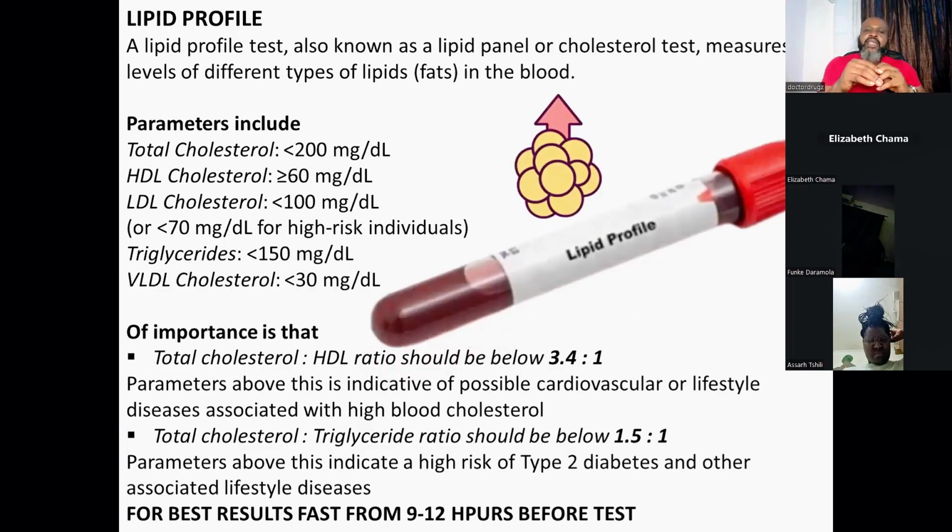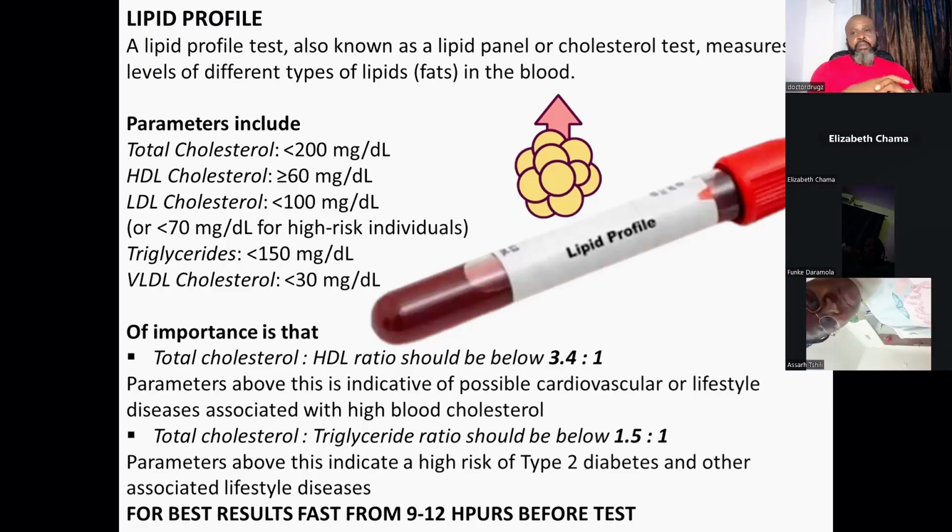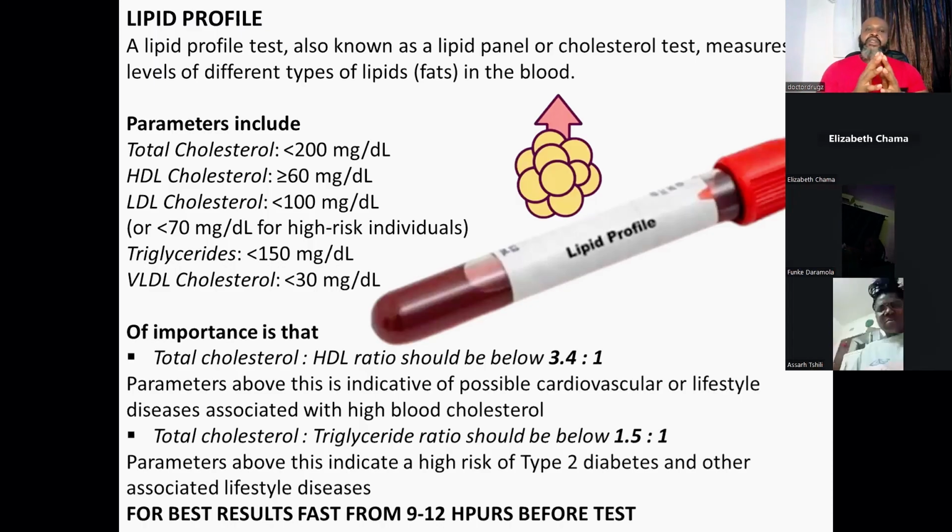Beautiful. A lot of people keep asking, what is lipid profile? They just say, go and do lipid profile. They run to the lab, they run lipid profile, and they're just looking at it, and the lipid profile is looking at them. Let me just give us an idea of what lipid profile is all about. So pay close attention, as this is also very important. Of course, most health practitioners that are here will definitely know what I'm talking about. Now, a lipid profile test is also known as a lipid panel or cholesterol test and measures the level of different types of lipids or fats.